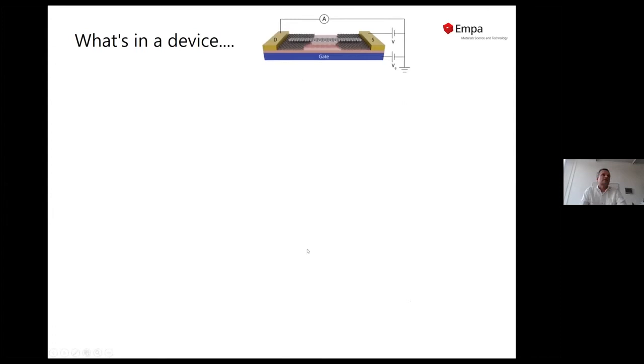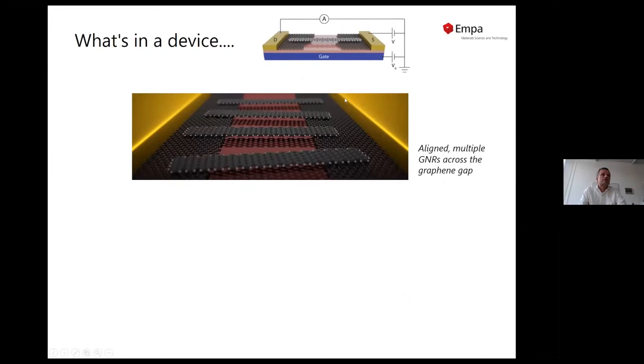So starting there, what type of devices were we doing? We use these graphene electrodes, and we transfer this film of graphene nanoribbons. It's important to realize that there are many of these nanoribbons in parallel in the system. We don't have one, right?